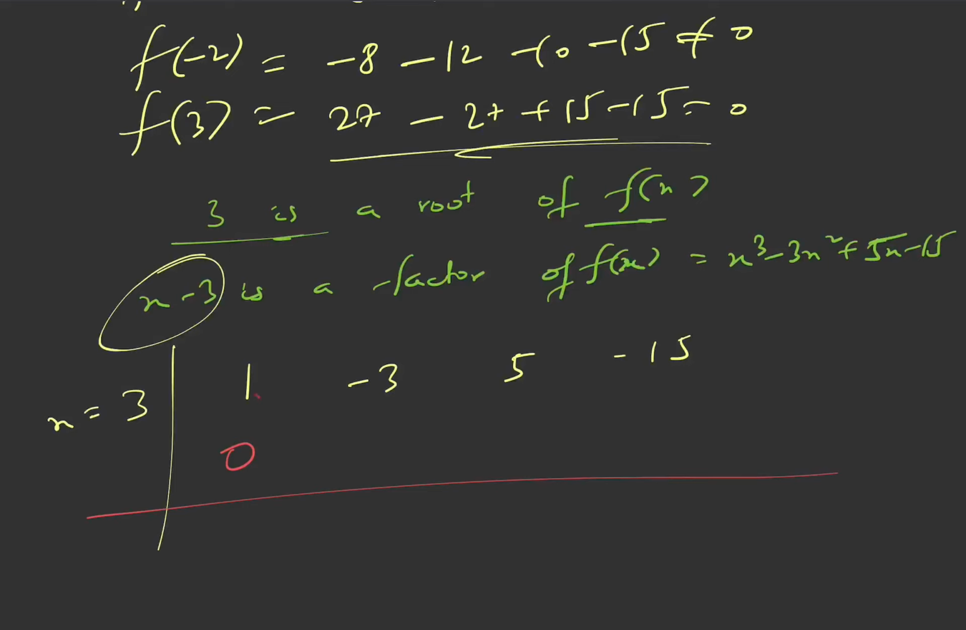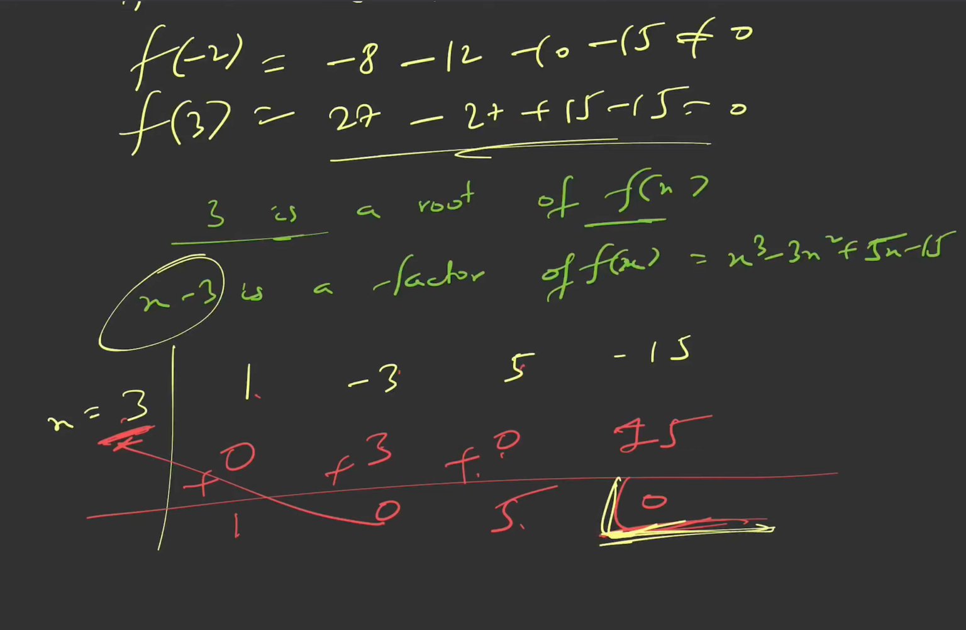So we'll take 0 here. This is the standard procedure up to here. Now 1 plus 0 is 1, 1 times 3 is 3. 3 minus 3 is 0, 0 times 3 is 0, 5 plus 0 is 5, right? And 5 times 3 is 15, and you will get 0 here.